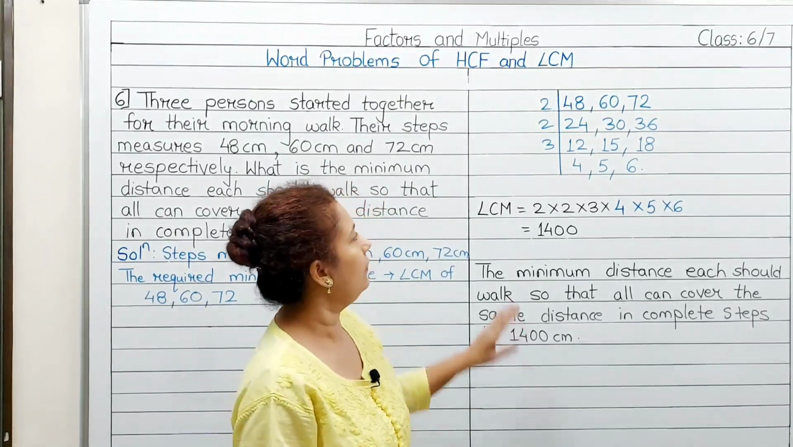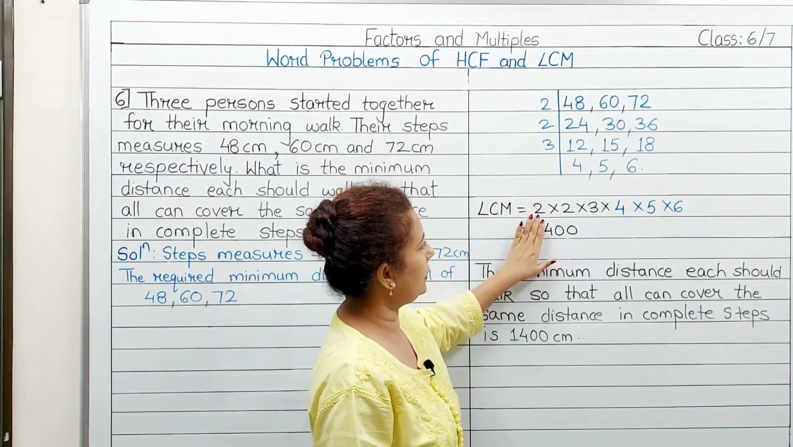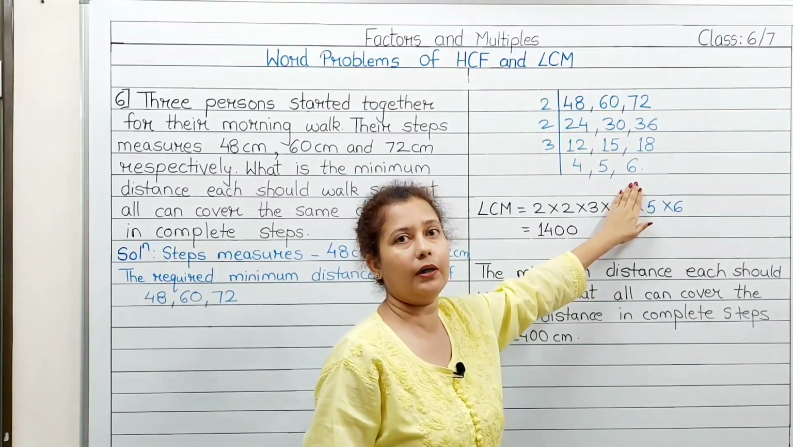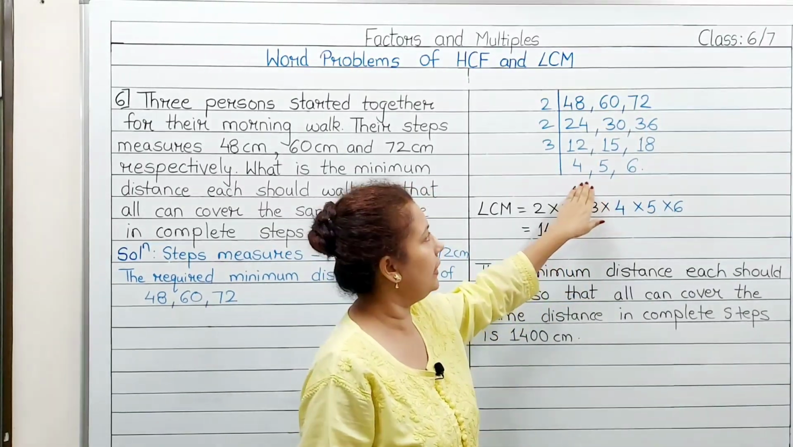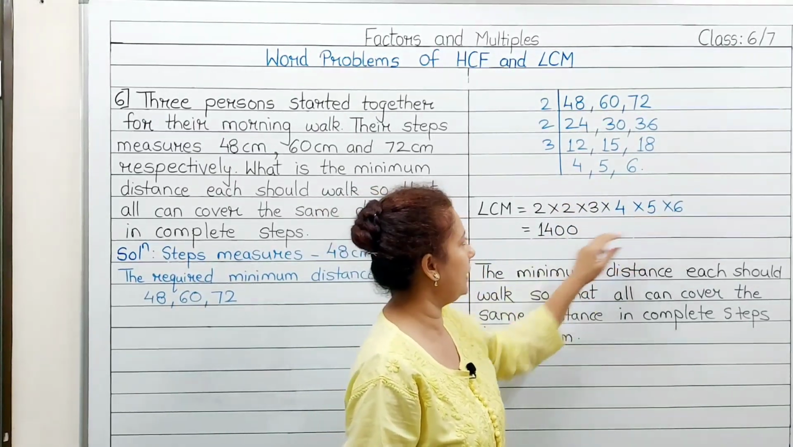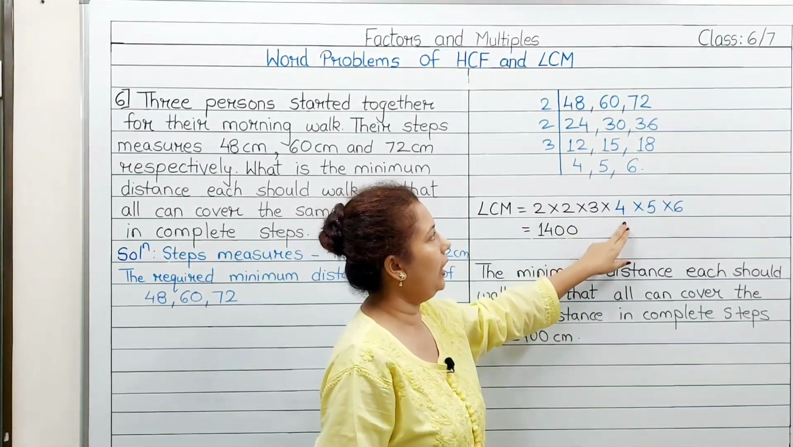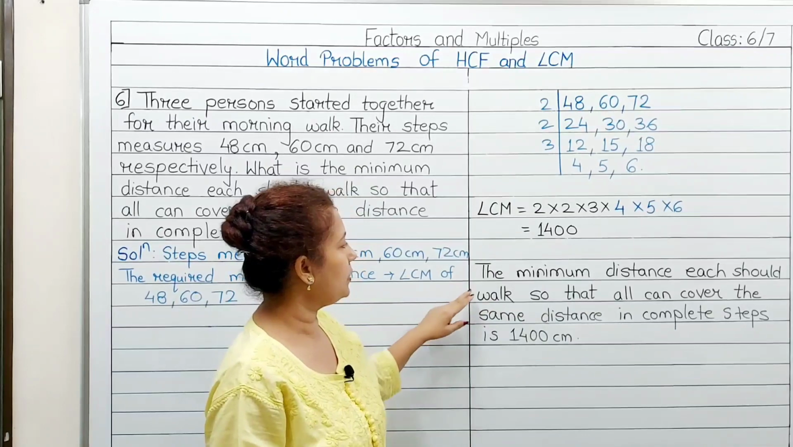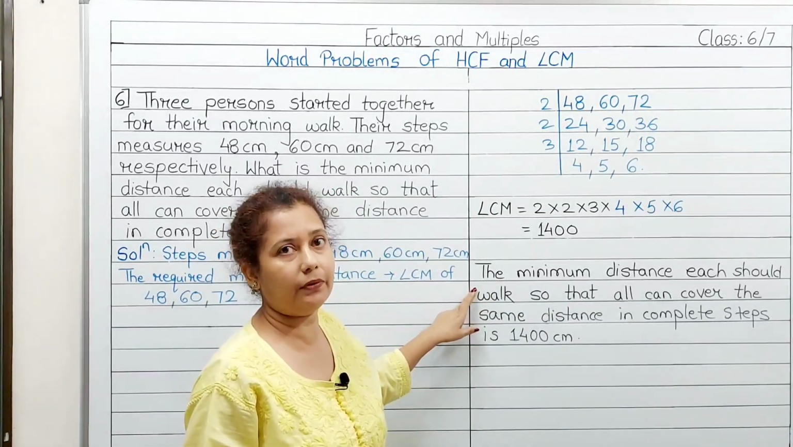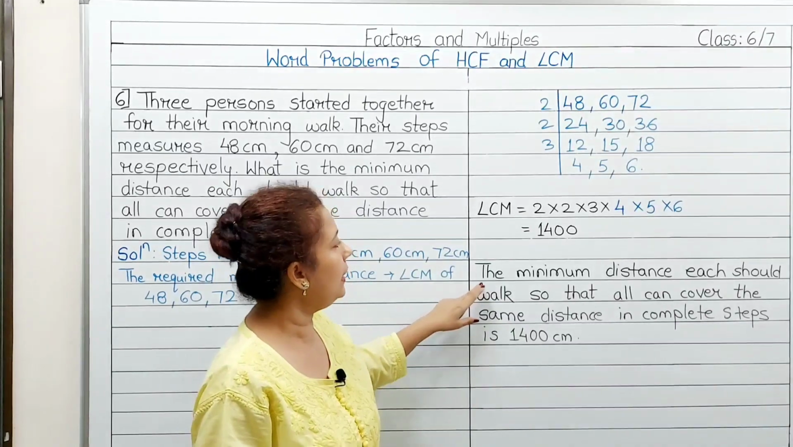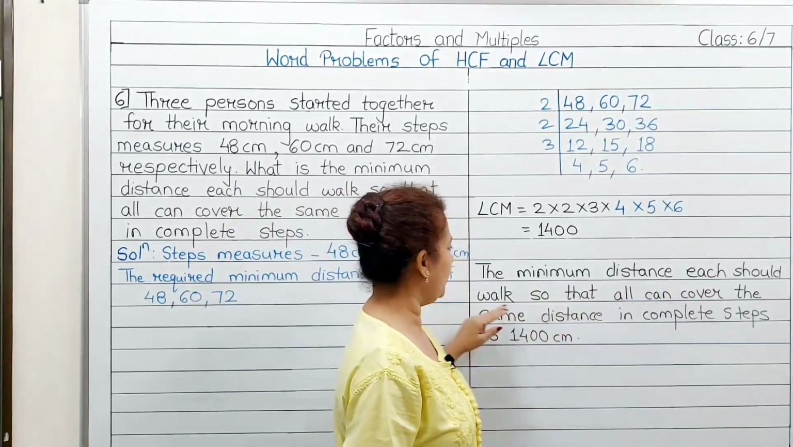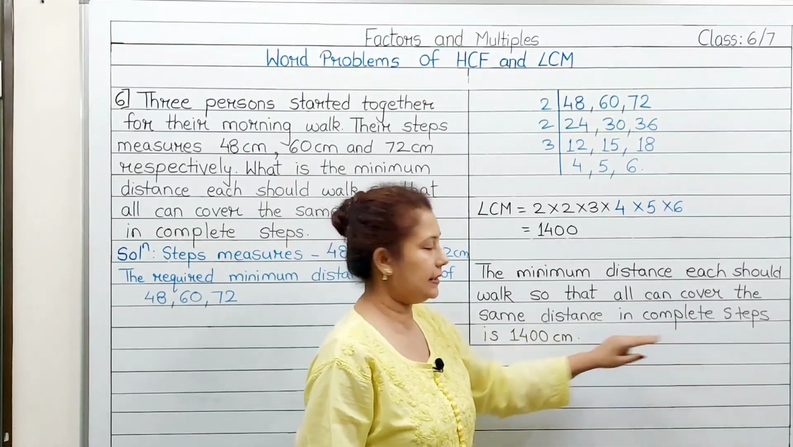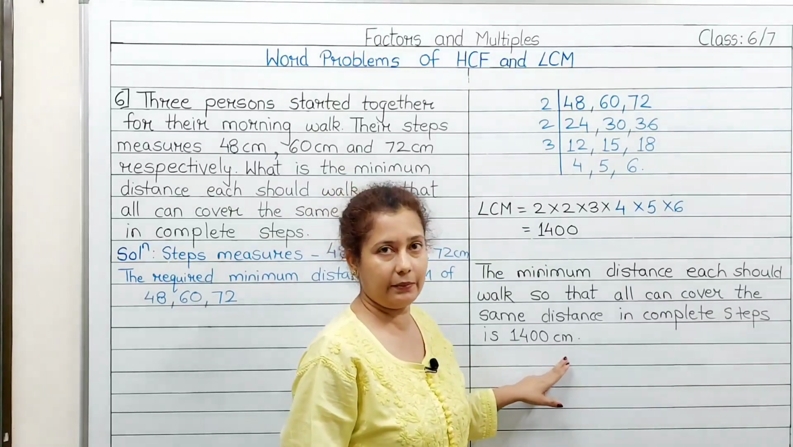4, 5 and 6 are not divisible by any common factor. For LCM, we take the common factors first, that is 2, 2 and 3. And lastly, we take the uncommon factors, the factors in the last row, that is 4, 5 and 6. So it is 2 into 2 into 3 into 4 into 5 into 6. So it is 1440. The last sentence, as it is a word problem, we will write as a complete sentence. The minimum distance each should walk so that all can cover the same distance in complete steps is 1440 centimeter.